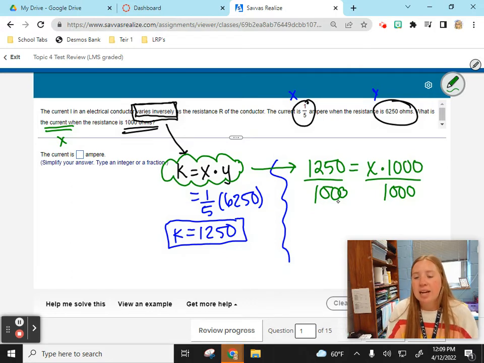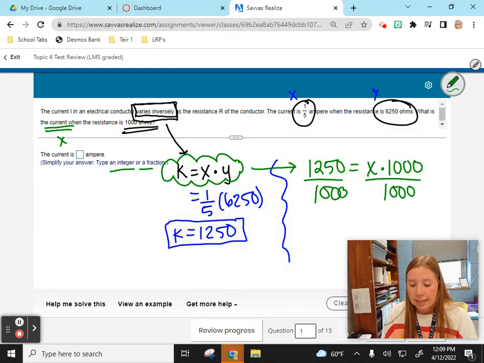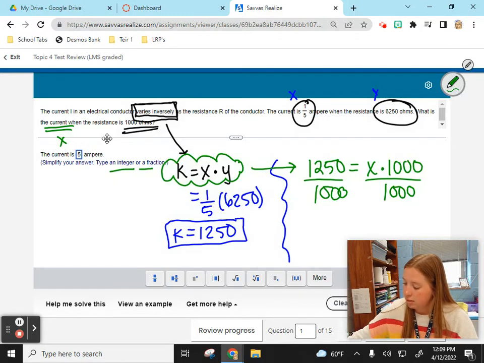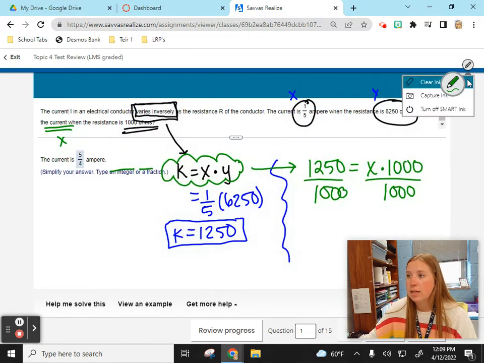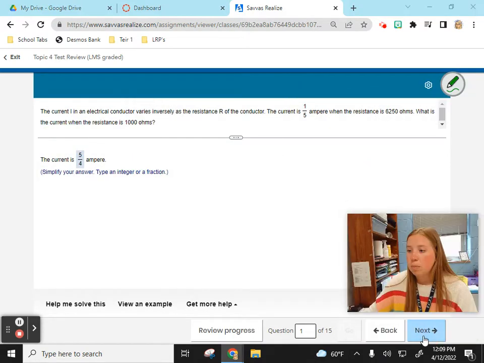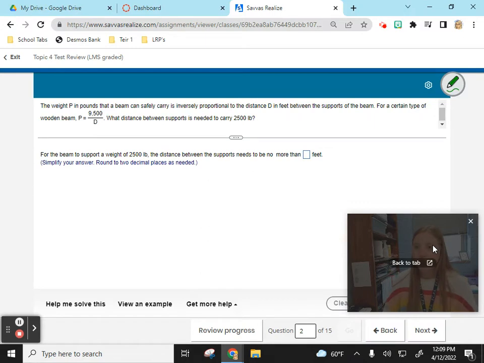And then it asked me to type it in as an integer or a fraction. So I'm going to leave my answer as a fraction. And I get 5/4 as my answer. Awesome. Moving on to my next one.